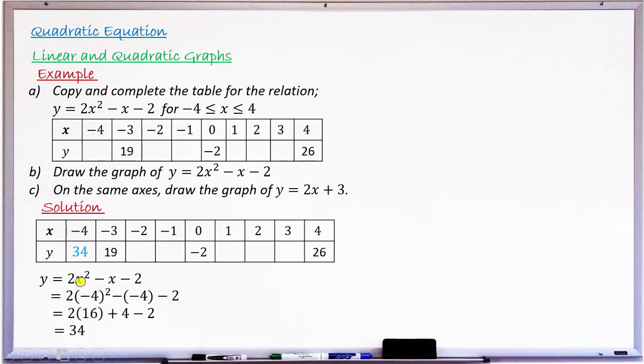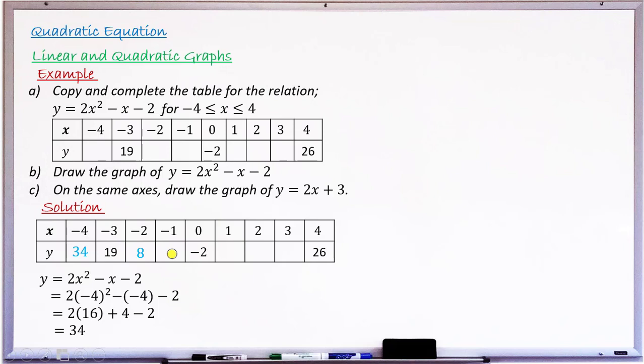So minus 2 squared, times this 2: minus 2 squared gives me 4. 4 times this 2 gives me 8. And this minus 2 will now be plus 2. I have 8 plus 2, that will give me 10. And 10 minus this 2, that will now be answer 8. So I'm going to write 8 here.